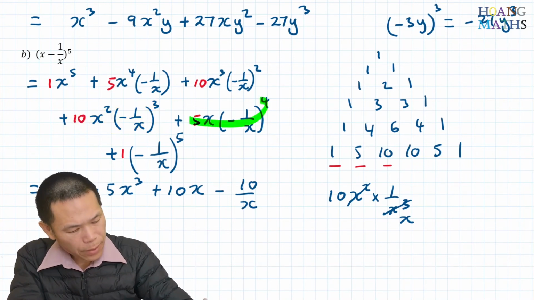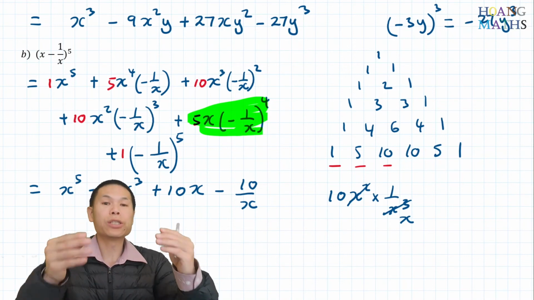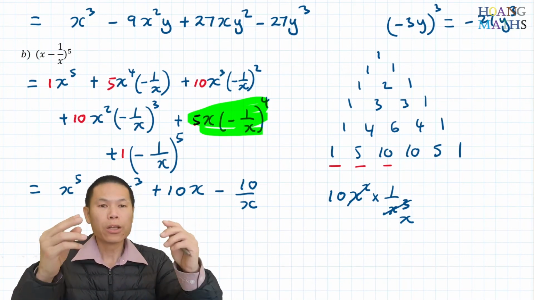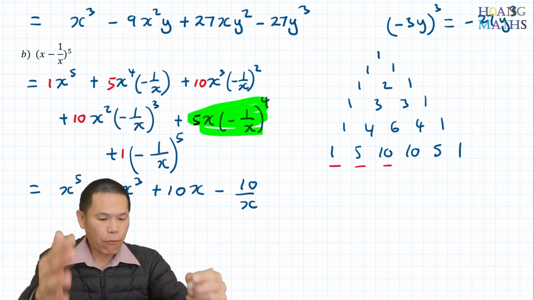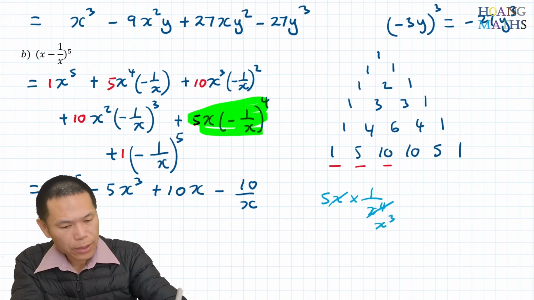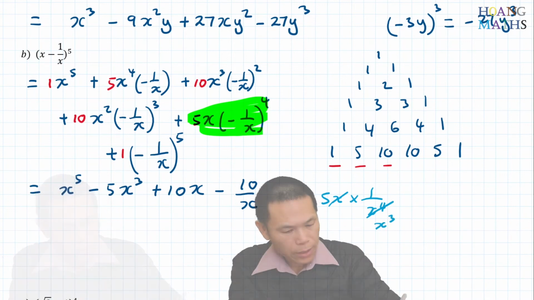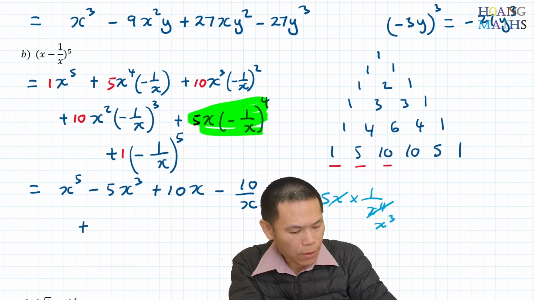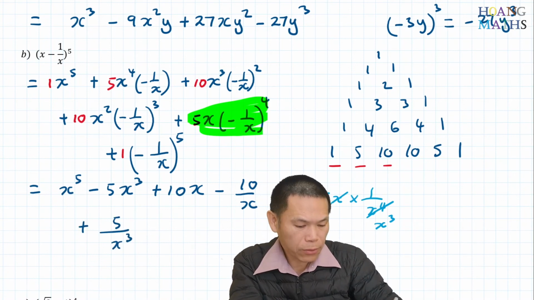And the next term, this one here, because it's negative 1 over x to the power 4, it should be positive. So we can simplify like this: 5x times 1 over x to the power 4. So that cancels, and that becomes x to the power 3. Let me just write this down. That will give me positive 5x to the power 3.